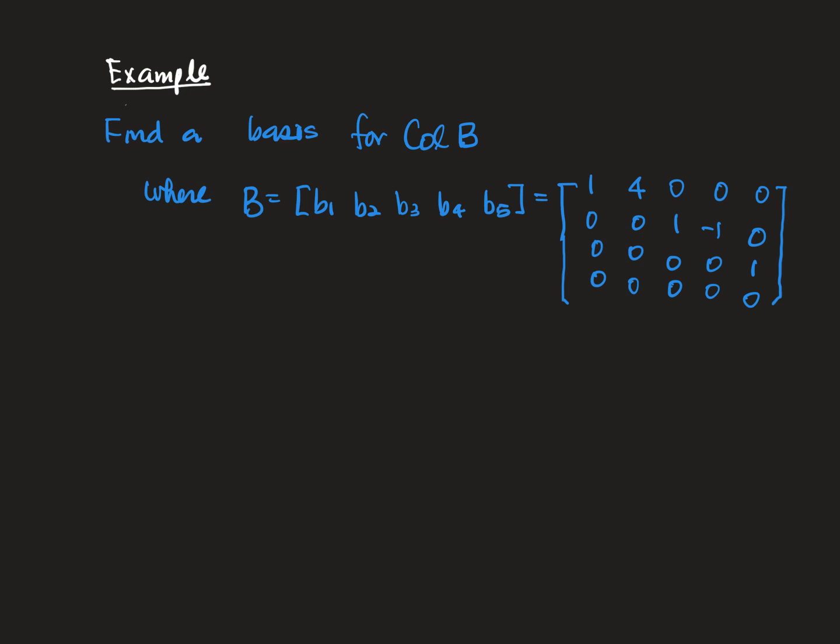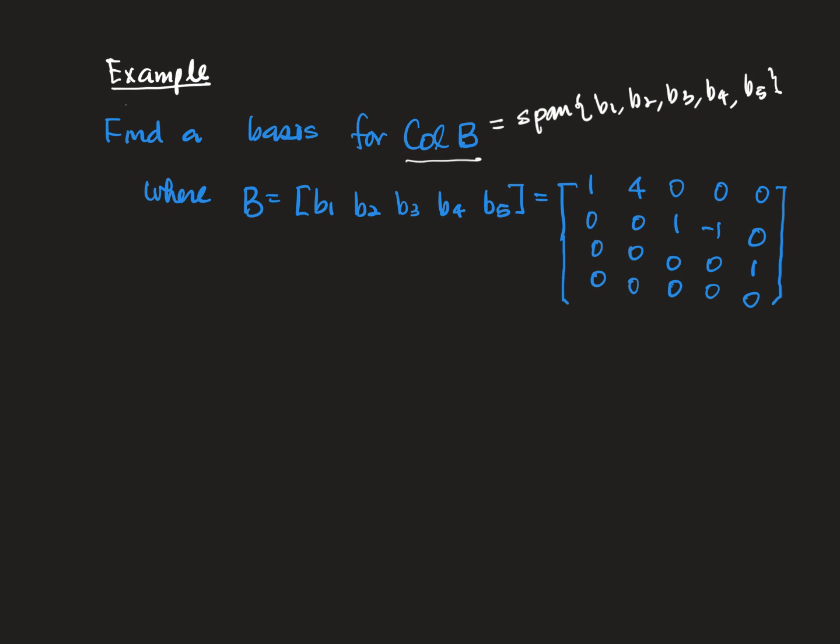In this example, we're going to find the basis for the column space of matrix B. Quick review: the column space of B is the span of the column vectors of B, so B1, B2, B3, B4, B5.